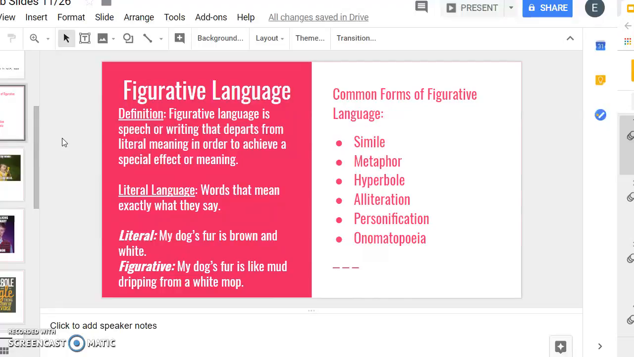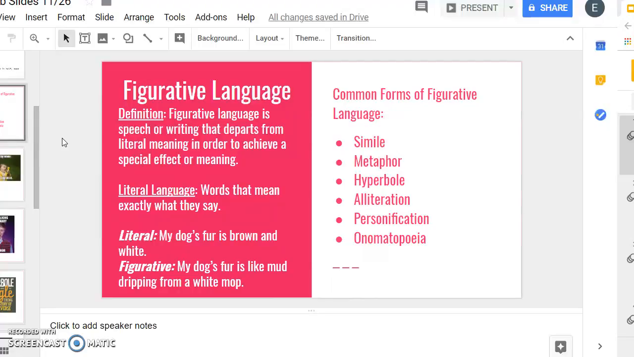Literal language, which is the opposite of figurative language, are just words that mean exactly what they say. Let's take a look at an example. Literal: my dog's fur is brown and white. Straightforward, your dog is brown and white. Versus figurative: my dog's fur is like mud dripping from a white mop. So it's not literally a white mop with mud on it. However, it creates a special effect or meaning. Thus, it's figurative language.